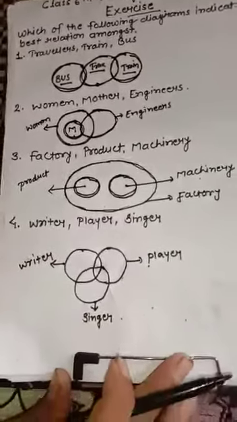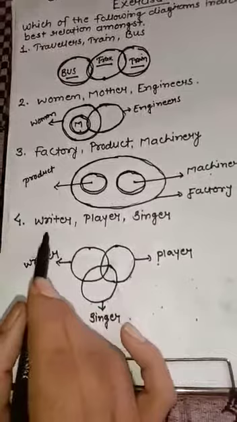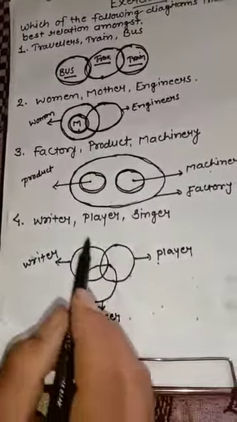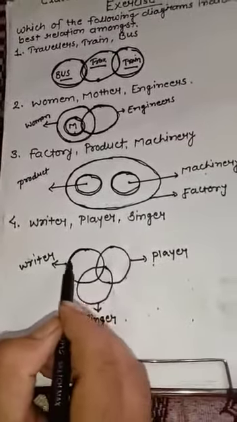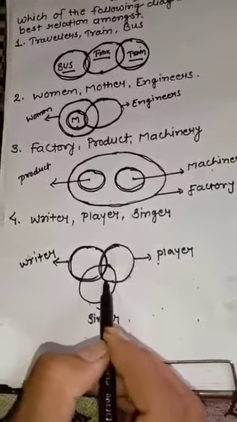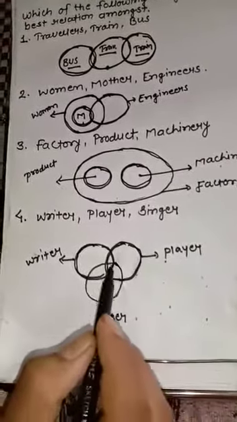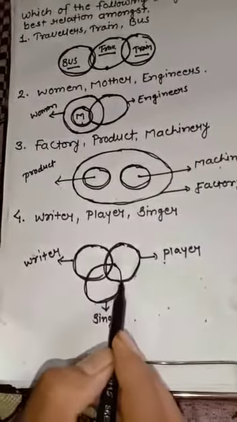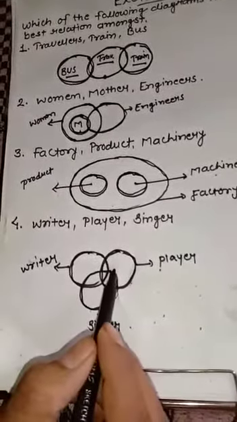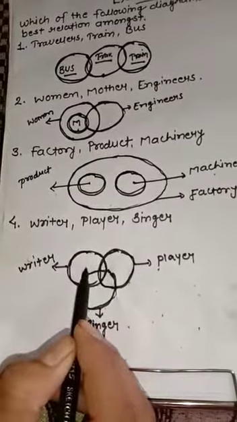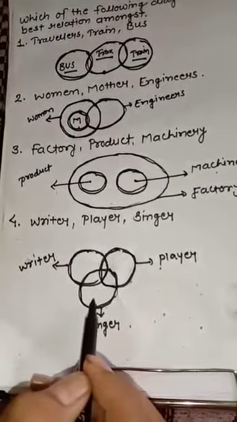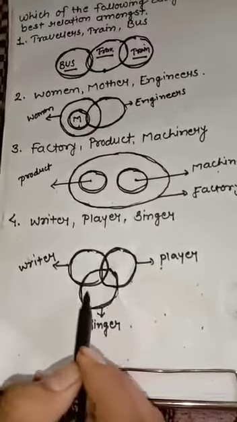Now come to the fourth question, where we have to represent writer, player and singer. To represent writer, player and singer, we have taken three circles, and all three circles are cutting each other. Now why is it so? Just because some writers can be players also, and some players can also be writers, that's true, and some players can be a writer and singer also. That's why these three circles are cutting each other.